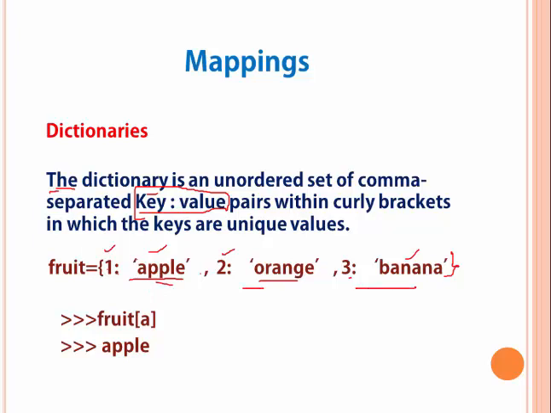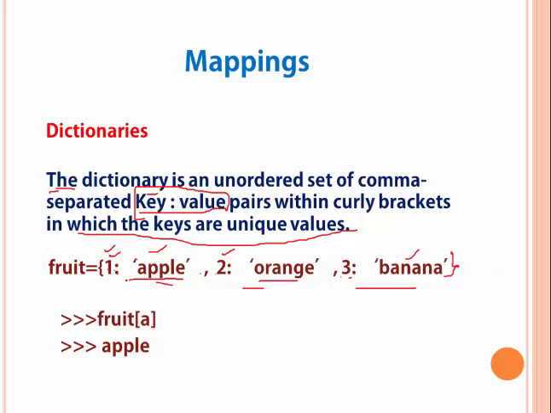Apple, orange, banana can be repeated, but these 1, 2, 3 cannot be repeated. They should be unique, meaning a key you have already given cannot be repeated in the dictionary. That's why it's called unique: the keys are unique values. Likewise, the keys will be unique ones, and no other key will be repeated in the dictionary.